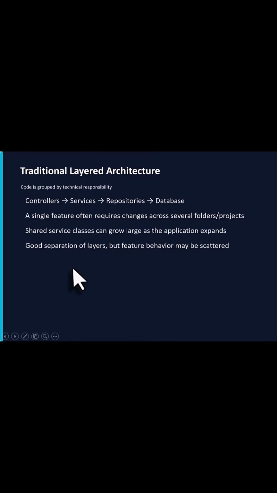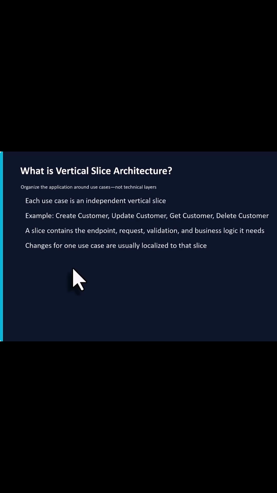A single feature often requires changes across several folders or projects. What it means is, if you take a single feature like employee CRUD operations, we are going to insert, delete, update, and read. These operations span many places. Now, what is vertical slice architecture?